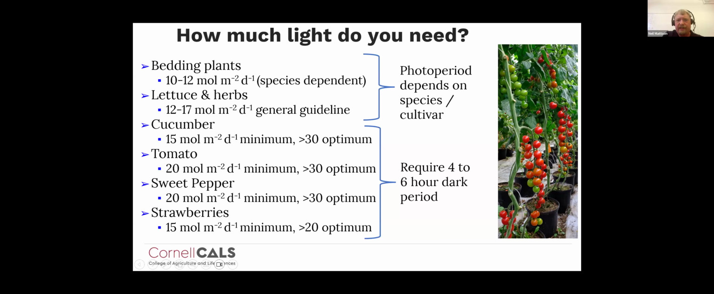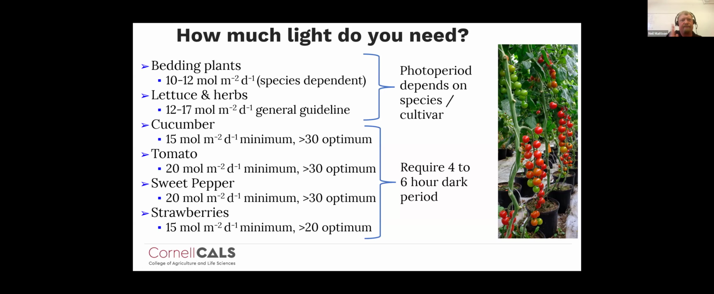And one important point to make here is when we're thinking about our supplemental lighting systems, we have to think about how many hours of the day we can have those systems on. And it depends on the crop. So some crops need to have a dark period for their developmental processes. So a lot of bedding plants, for example, are short day plants, and they need to have a pretty long dark period, like a 10 or 12-hour dark period, so that they'll flower on time.